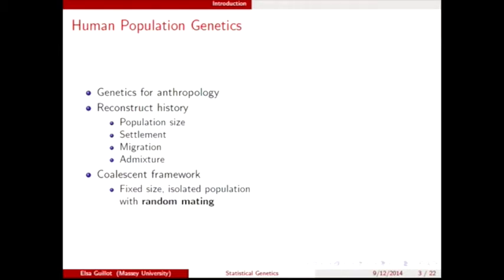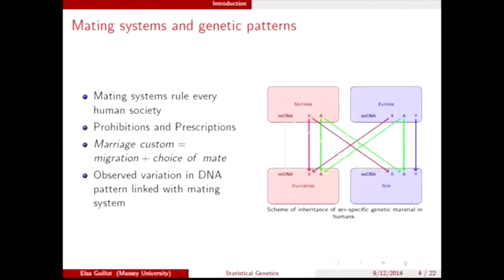However, they're all based on basically one framework called the coalescent framework, which is really, really simple. Everybody knows the models are kind of wrong, they're kind of working, not all the time. And they have a really strong assumption, which is random mating. It's an assumption that works maybe well for animals. However, in humans, we all know mating is not random. We have social rules. So that's where my work comes in. I'm looking at the interaction between mating system and genetic patterns.